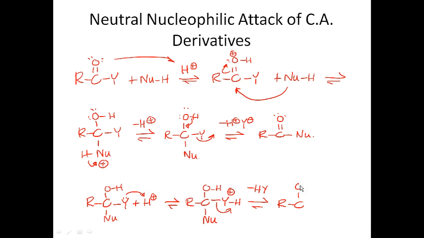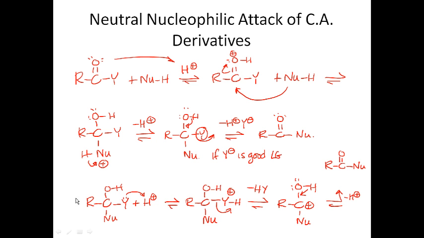But now what would happen is I would end up with a carbocation there, which we first saw back in the pinacol rearrangement. We would then regenerate the catalyst by losing H+ to give us the substitution product. So really the mechanism is going to diverge at this point depending on whether Y is a good leaving group. If Y minus is a good leaving group, we're going to go through this step.